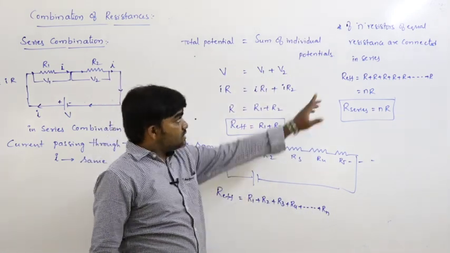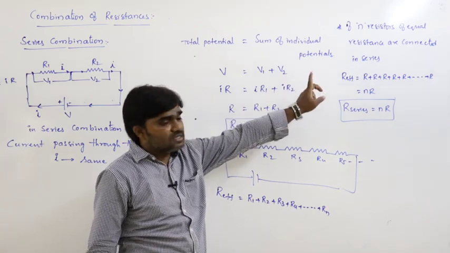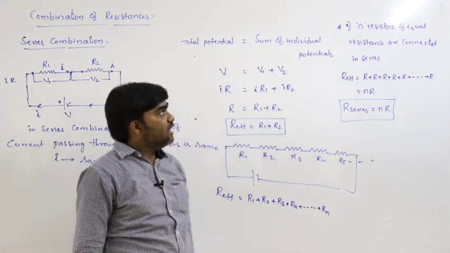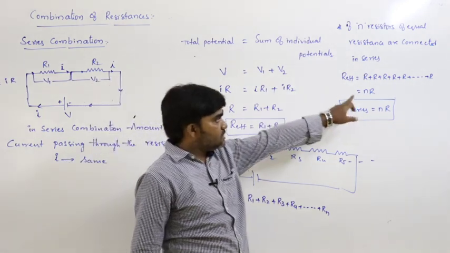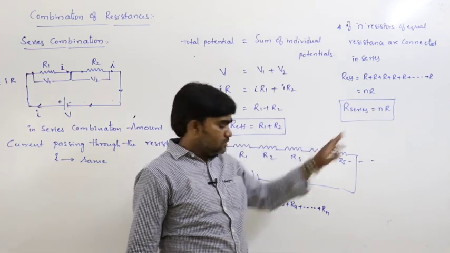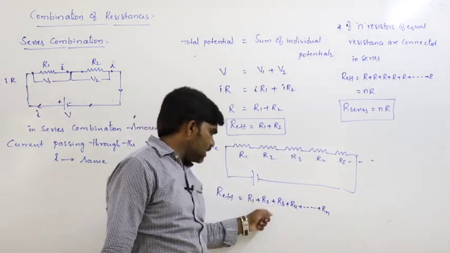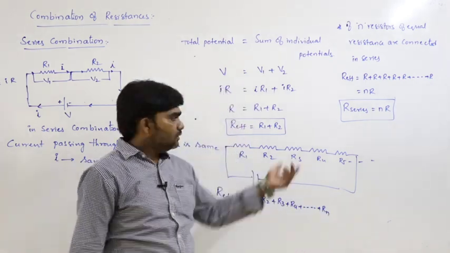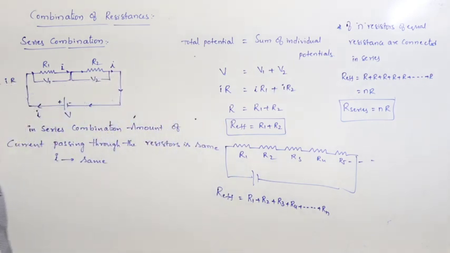If n resistors of equal resistance are connected in series, the effective resistance is nR. Here all are having equal resistance, that is R plus R plus R plus R and so on. How many like that? n. That's why R series is equal to nR. So this is the series combination.